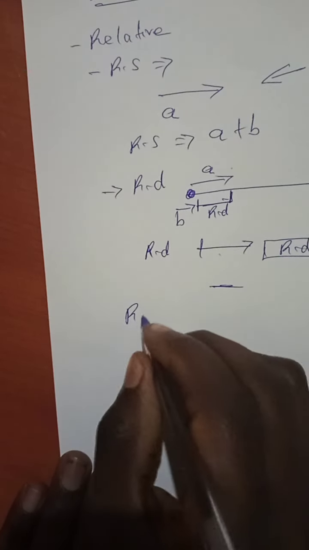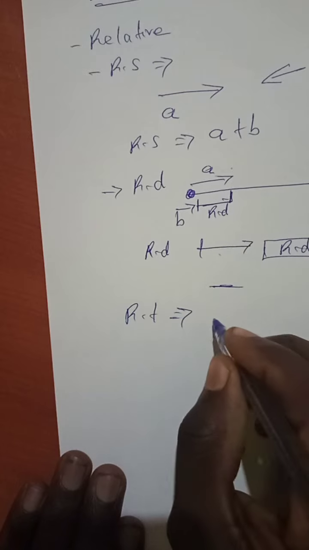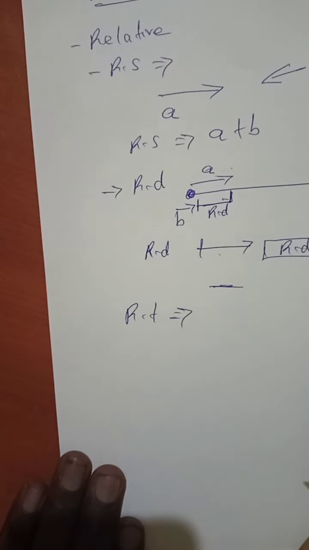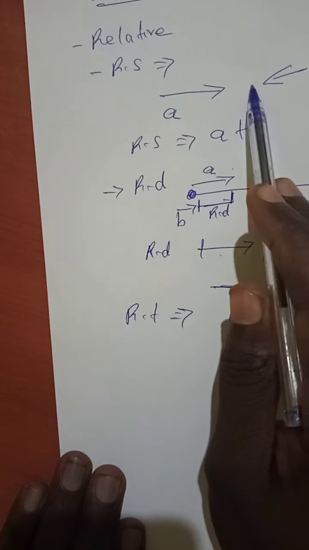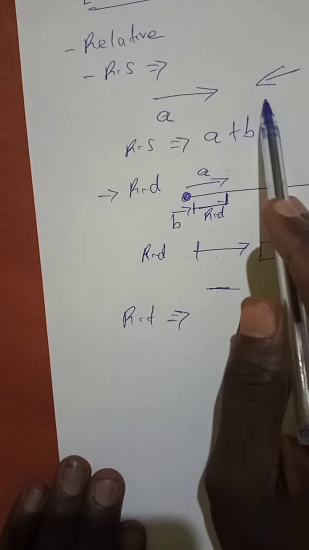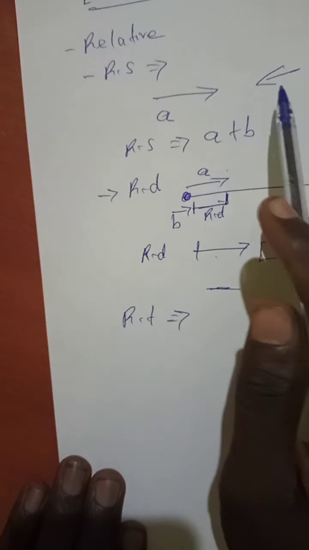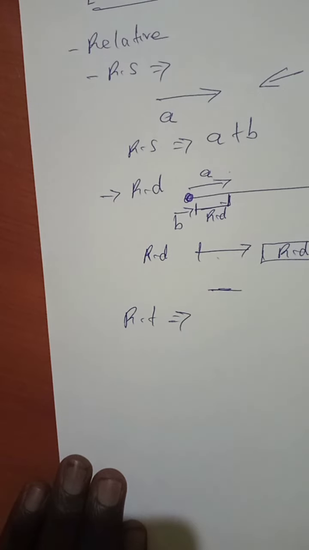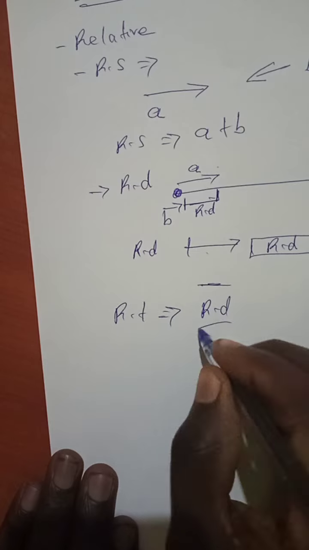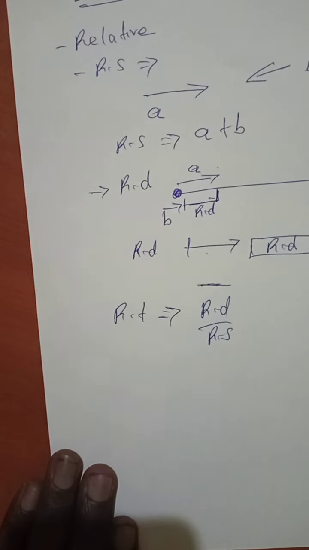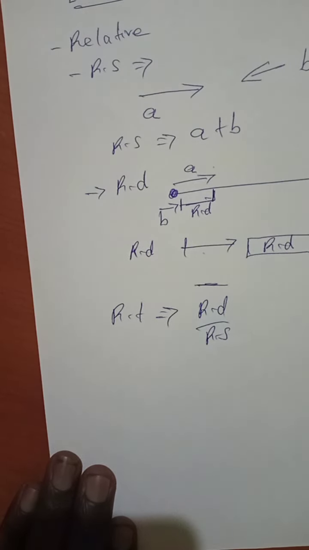Then you have relative time. Relative time is the time taken for the two objects to either overtake each other, for the ones moving in the same direction, or to meet each other, for the ones moving in opposite directions. So remember, relative time is equal to relative distance over relative speed. So let's move on to examples.